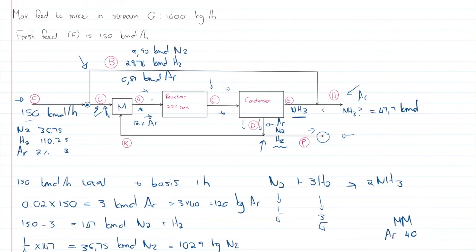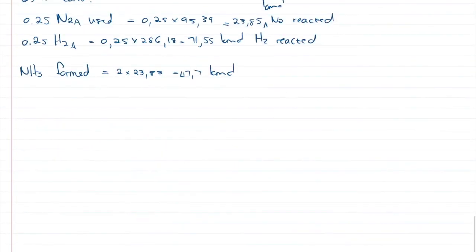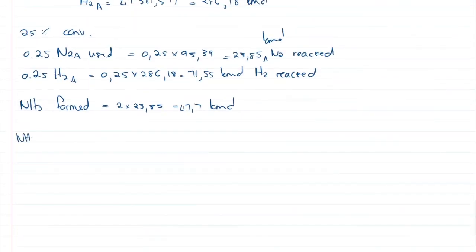And for conversion, we need what could possibly have been produced, which is the total. And now we already have what actually happened. So we need to find out what possibly could have happened. Now for that, it would have been 100% conversion. And because it's the overall conversion, it is based on the feed F. So in the feed F is if all the nitrogen and hydrogen converted to NH3. So we know what F is.